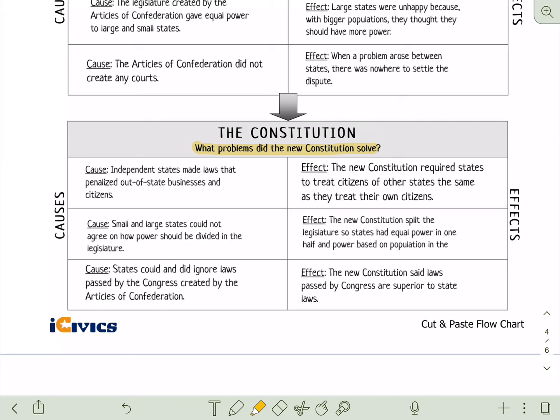So hopefully this is a good review to help make sure that you're on track with the Just Right Government assignment. If you need to make revisions, go ahead and resubmit that, and we'll get more into the Constitution a bit next week. All right, thanks.